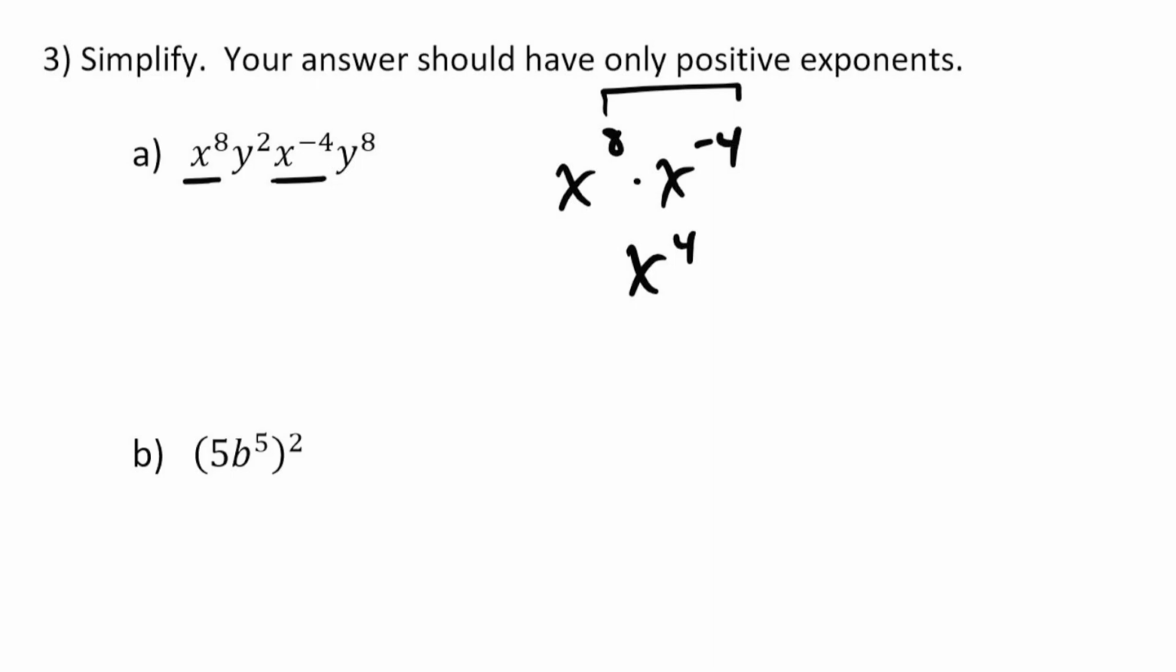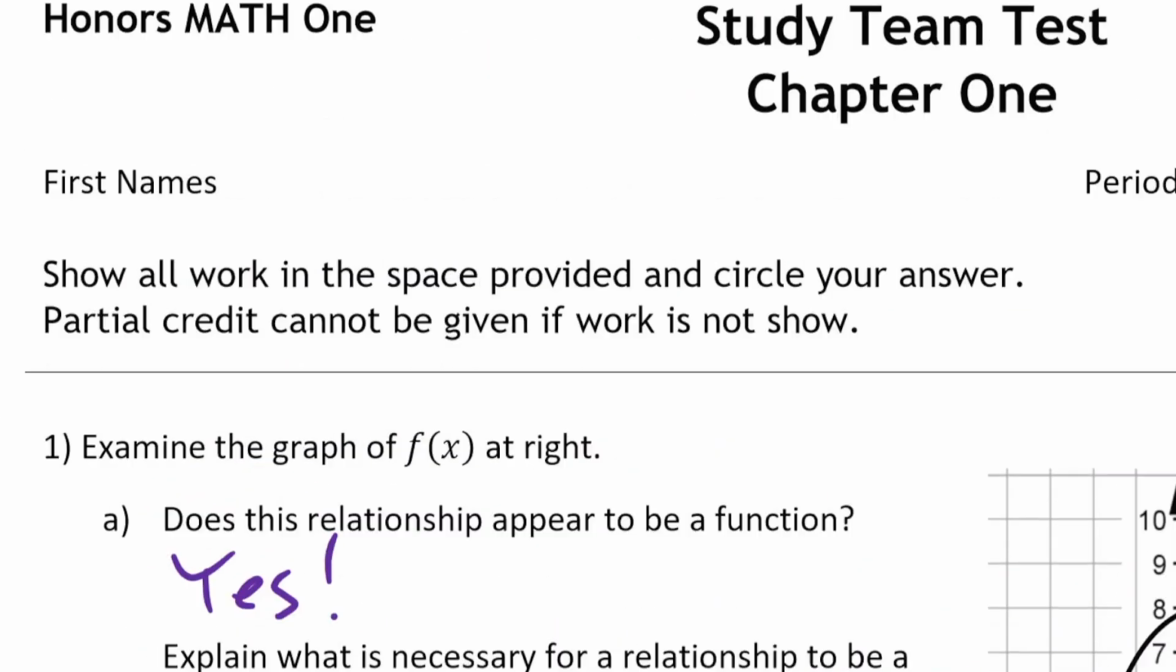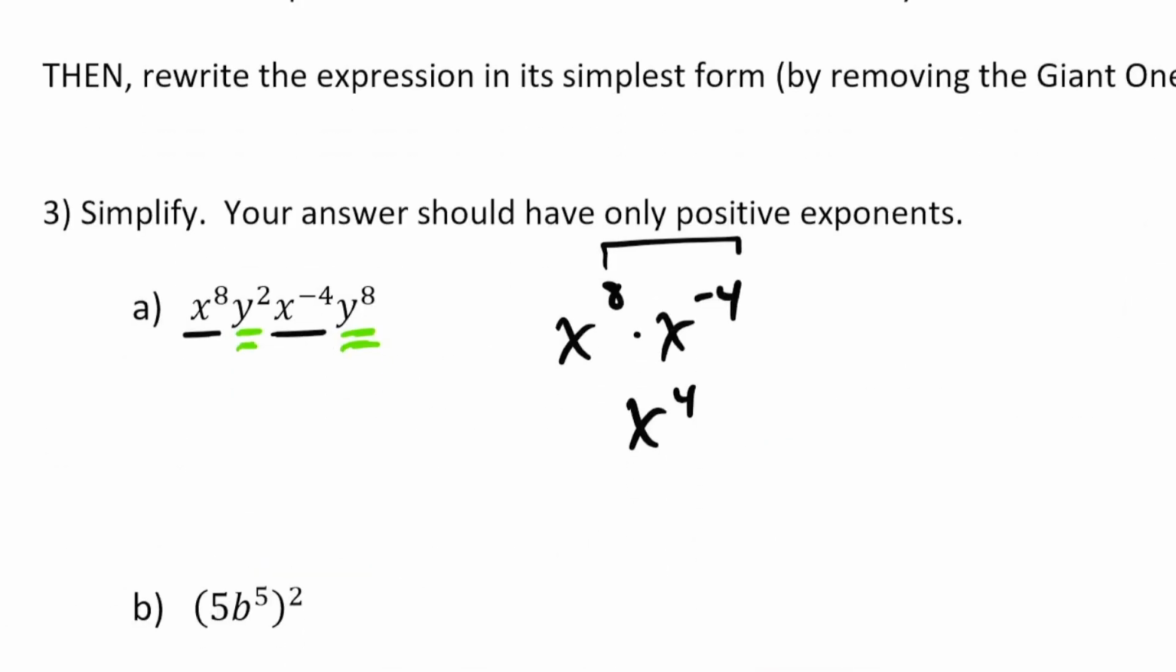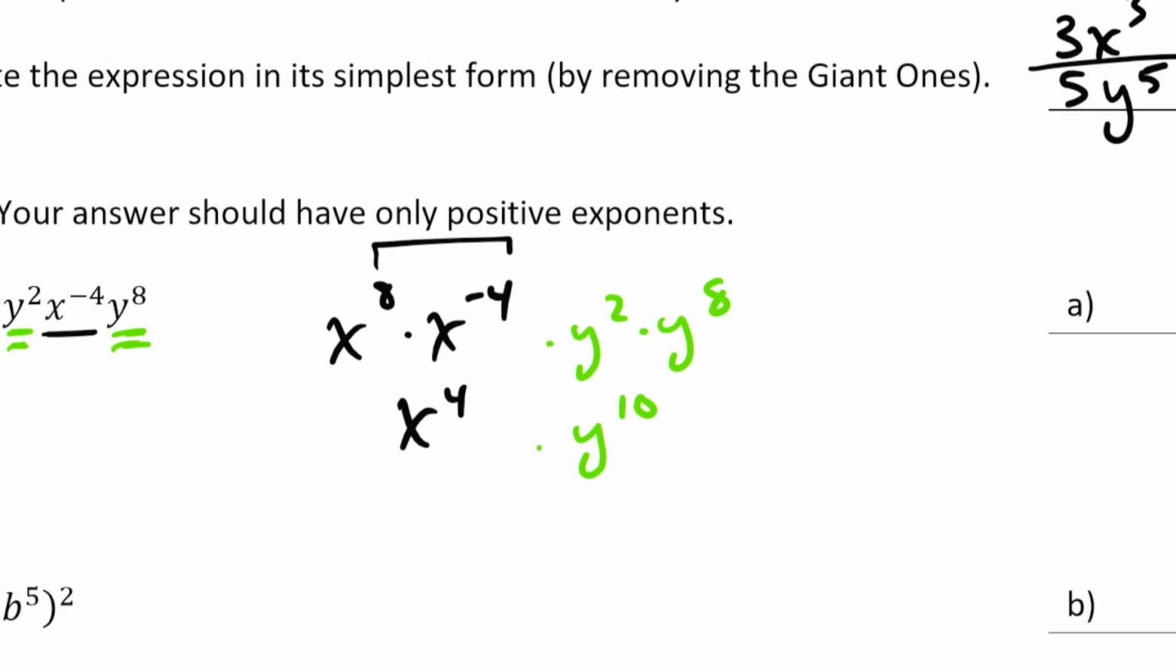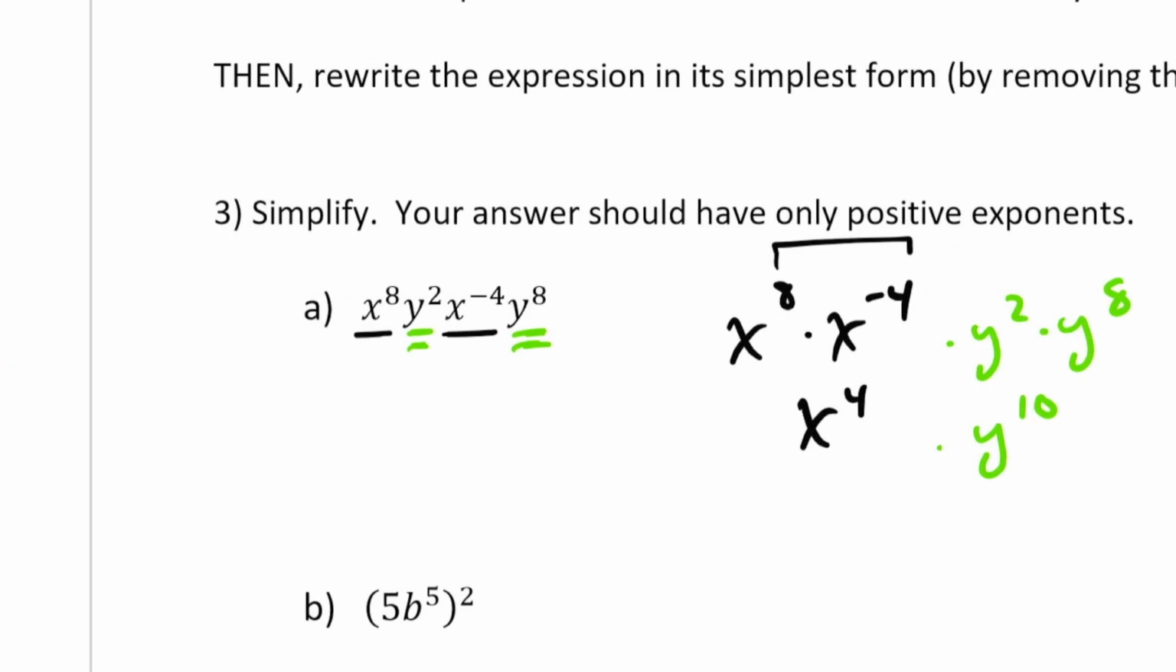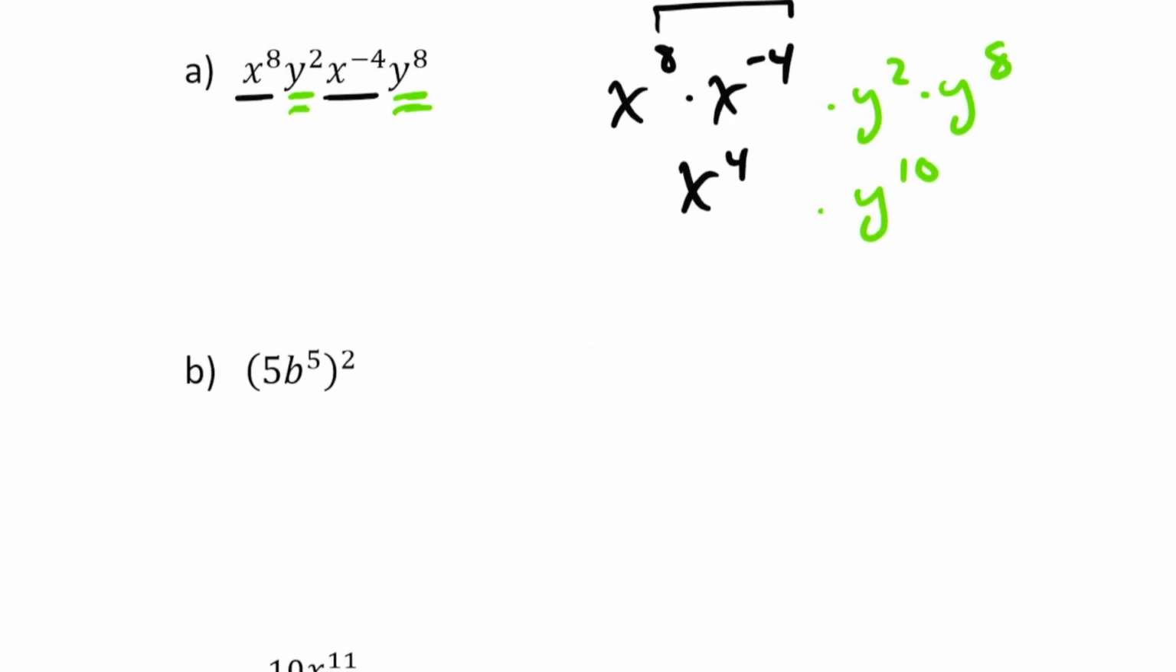And then in terms of my y's, I've got y squared times y to the 8th. Well, if I have 2 factors of y, and I multiply by 8 more factors of y, that's a total of 10 factors of y. So my final answer here would be x to the 4th times y to the 10th power.